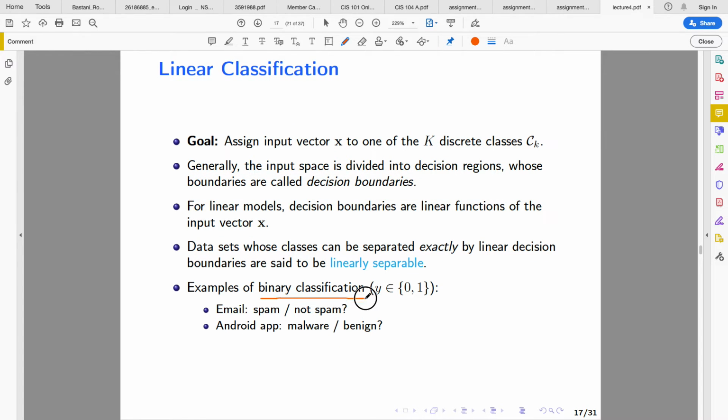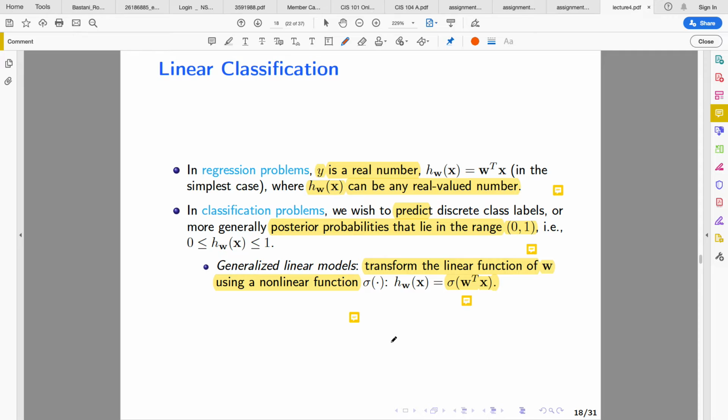An example of binary classification means you have two classes. In this case, that means our k is equal to 2, because you are putting them into two classes: spam or not spam, malware or benign. Now, in linear regression, you remember that when we are trying to model our hypothesis, we essentially use this.